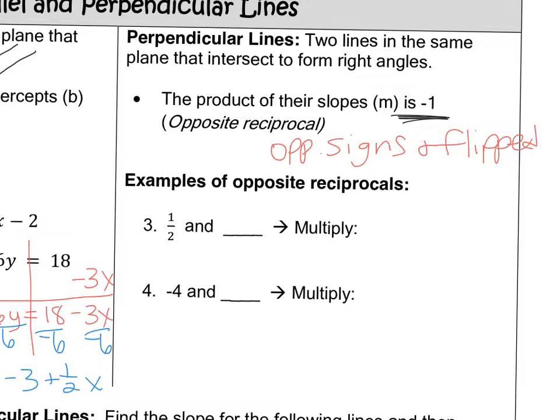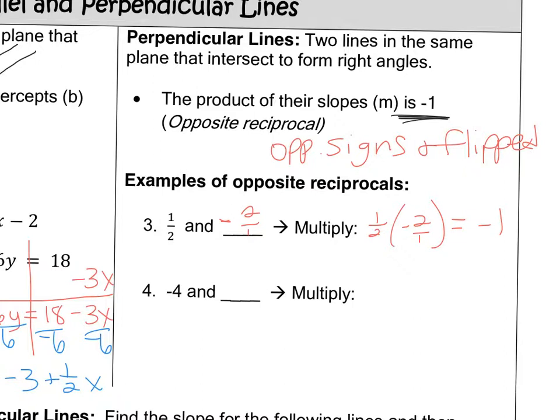So on the very first example, number 3, we need to have an opposite sign of a positive 1/2. So if it's positive, we know it's going to have to be negative. And if we flip this 1/2 upside down, it would be 2 over 1. So negative 2 over 1. So we've got opposite signs flipped upside down. If you multiply 1/2 times -2 over 1, you're going to get -1. So we've made that a reciprocal slope.